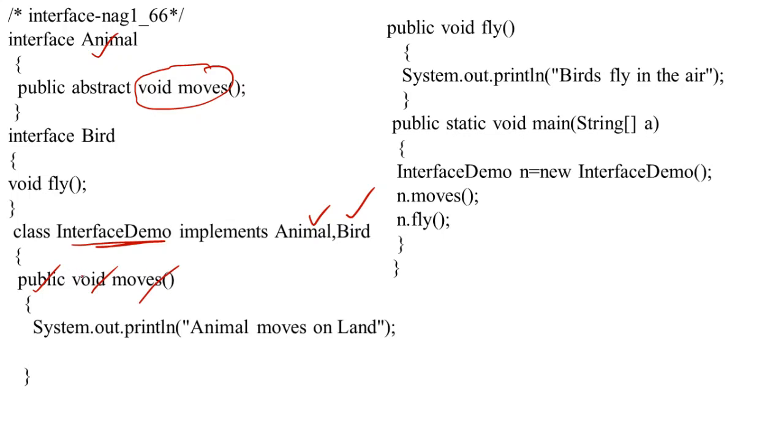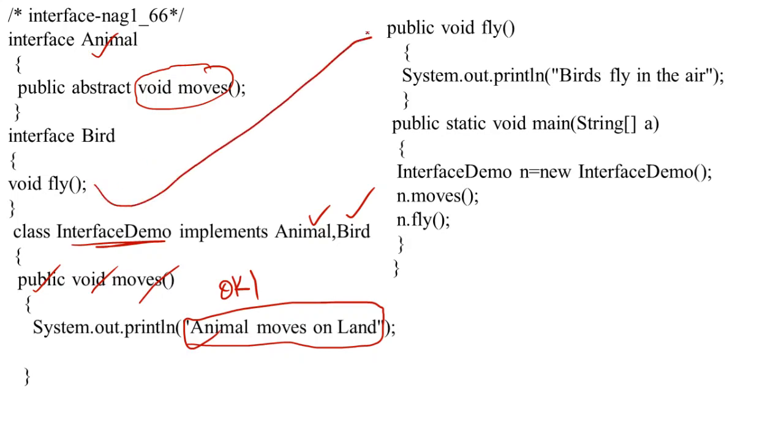Here I need not mention abstract. I am just keeping a body. Animal moves on land. Just for simplicity, if you want, you can keep any message. It does not make any difference. In a similar manner, I must implement the fly method also. That's what I am writing. Public void fly. Birds fly in the air. I am just keeping a simple message.